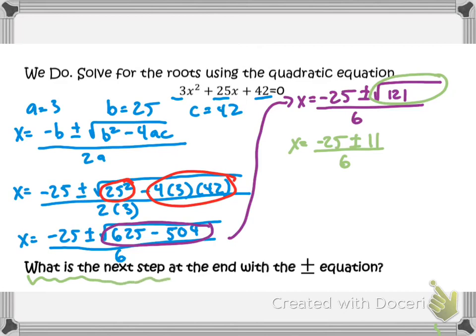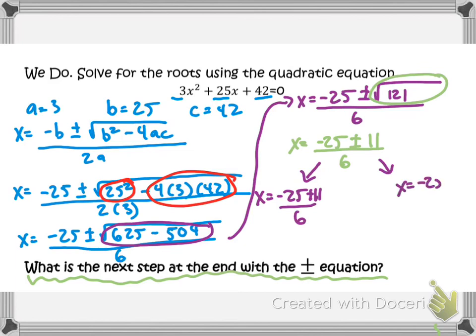Oh, this is going to answer the question we have on the bottom. What is the next step at the end with the plus and minus equation? What do I do when I get that plus and minus equation? Think about it. Recall it. What did I do in the first problem when I got that plus and minus sign? If you said to split it, you are correct. Let's go ahead and split it right here. So X is equal to negative 25 plus 11 over 6. And X is equal to negative 25 minus 11 over 6.